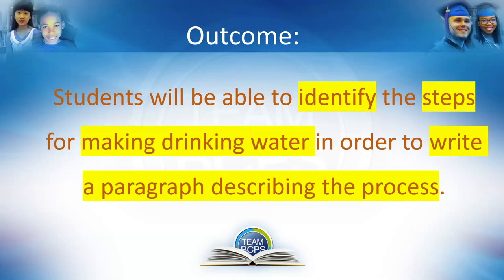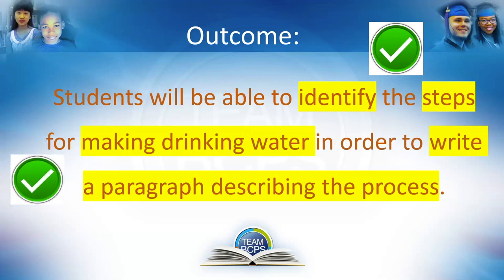So let's return to our outcome from today. So we said that students will be able to identify the steps for making drinking water. Did you do that? Yes, you did. Good job. And why did we need to identify these steps? In order to write a paragraph describing the process. So you just did that using your vocabulary words. Excellent. Good job, everyone.